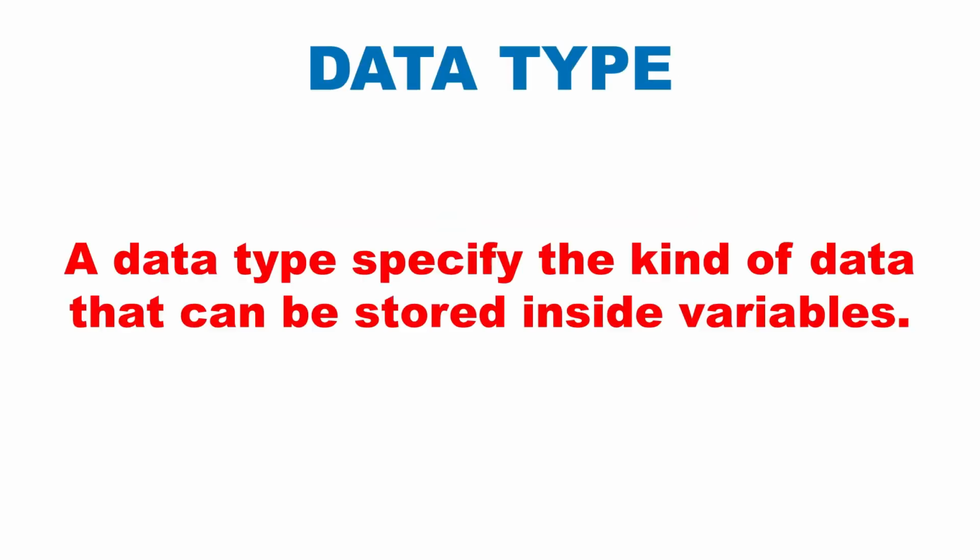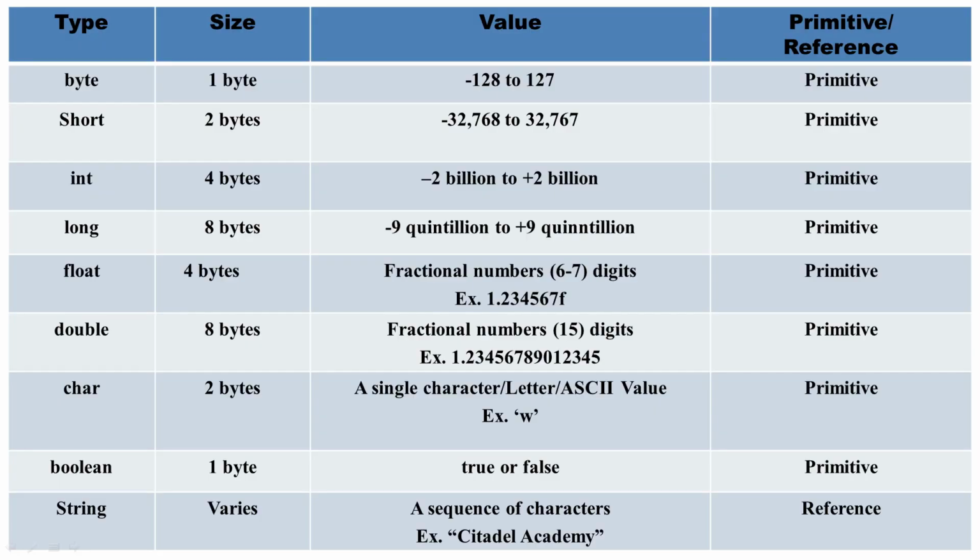Data types. Well, what then are data types? A data type specifies the kind of data that can be stored inside variables. There are 8 different data types in Java. Here is the list of the data types we have in Java. We have the byte data type. The byte data type stores values ranging from -128 to +127, and it is a primitive data type. The size it occupies is 1 byte.